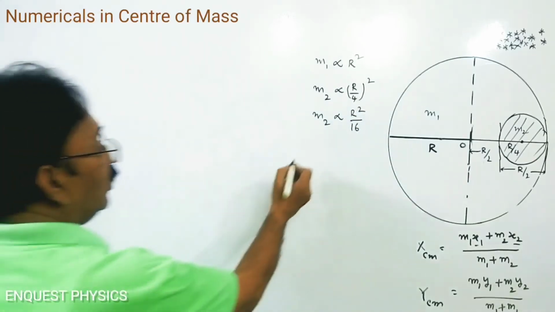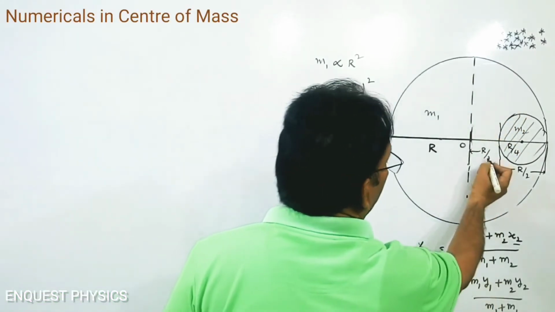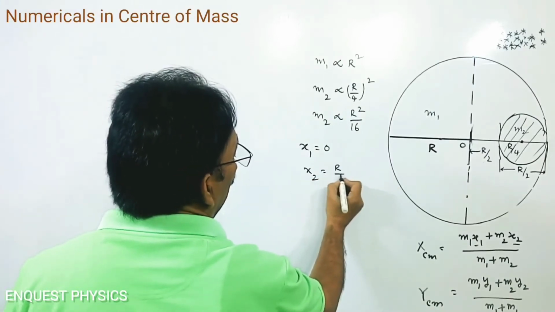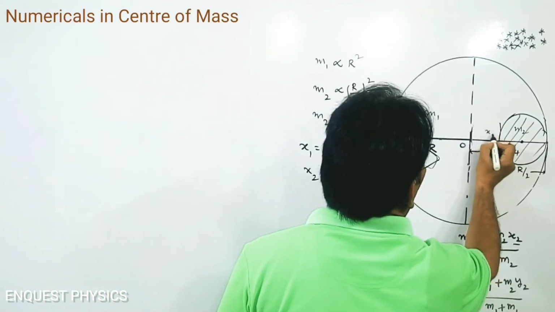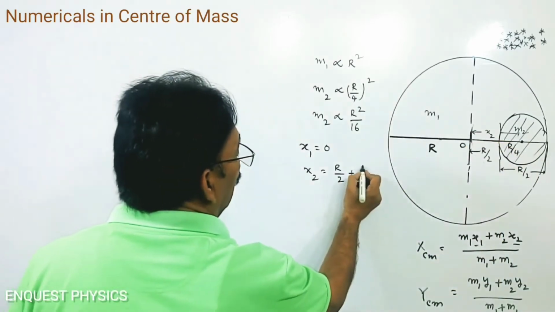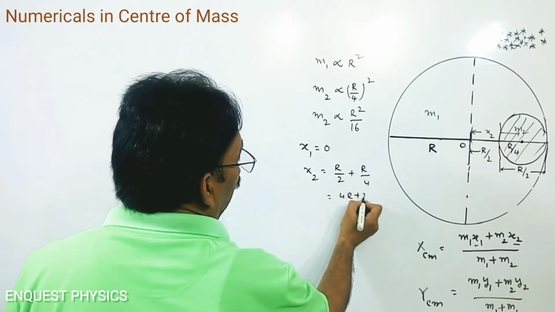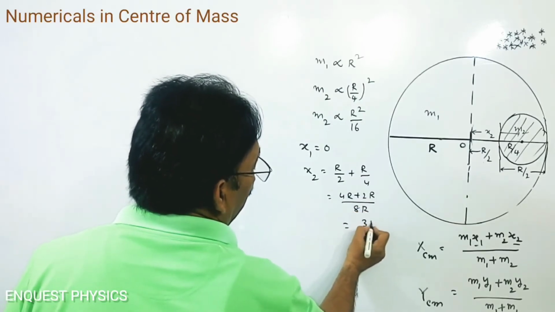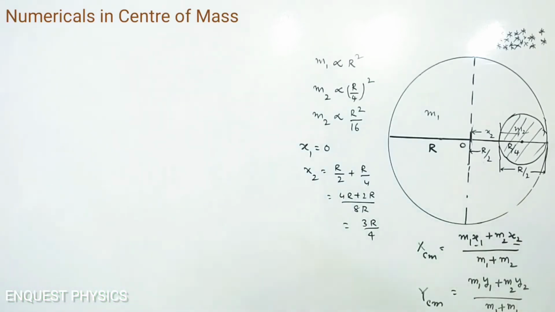Then after that we have to find x1. x1 is equal to 0. Then we have to find x2. x2 is equal to r by 2 plus r by 4, up to here. This is the distance x2. It is 3r by 4, and the remaining is easy, students.